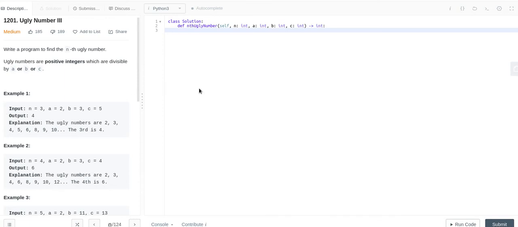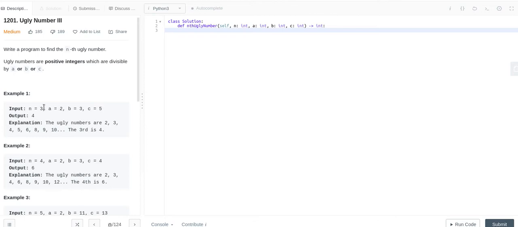1201 Ugly Number 3. The problem is to write a program to find the nth ugly number. Ugly numbers are defined as positive integers which are divisible by a or b or c. In the example, we have n equal to 3, and a, b, c equal to 2, 3, 5.